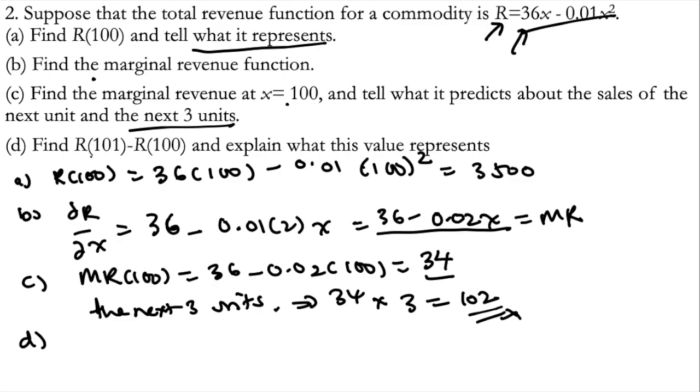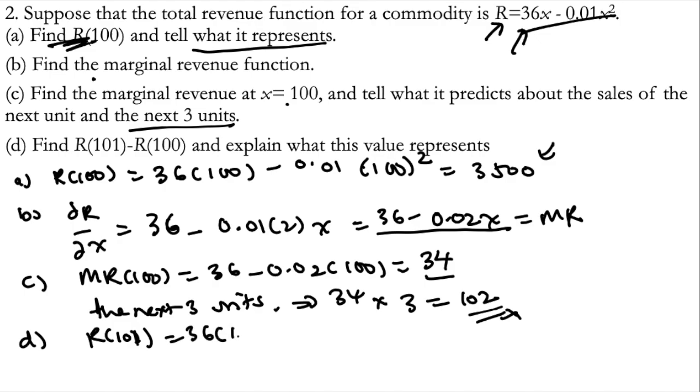So this is no longer marginal revenue. This is revenue, like the first question here. So you see revenue 100, revenue 101. Find the difference. Revenue 100 we have found, which is 3,500. So you need to find revenue of 101 quantity, then you get the difference. So first get the revenue for 101 quantity.